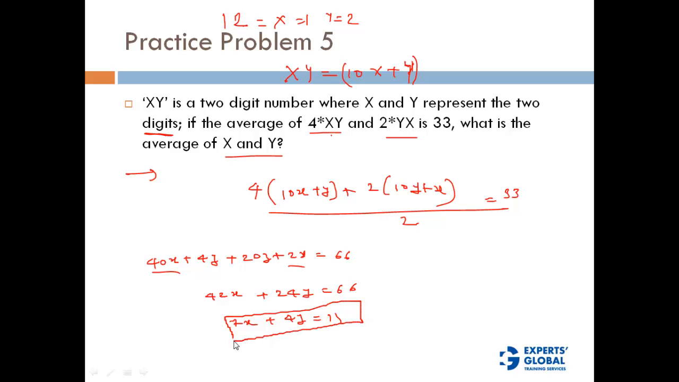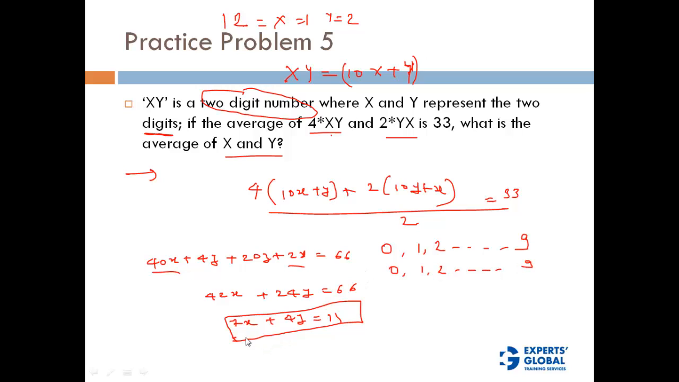This is the only information we have. Now you will say this equation is not solvable. Yes, it appears so, because we have two variables and only one equation. We can never solve that. But one important thing is that X and Y are two individual digits. So X is only going to take values from 0, 1, 2, 3 till 9, and Y is also going to take values from 0, 1, 2, 3 till 9.